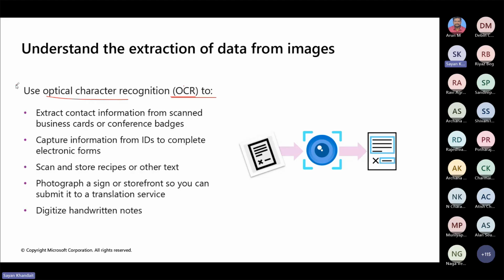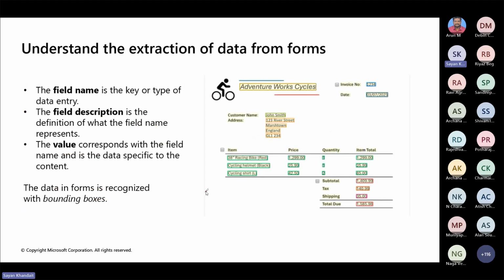Now, some use cases where you can use OCR are extracting contact information from scanned business cards or conference badges, capturing information from ID cards to complete electronic forms, scanning and storing recipes or other text, photographing a sign or storefront so you can submit it to a translation service, digitizing handwritten notes. So basically, any piece of text that you want to extract from an image, we make use of optical character recognition to achieve that.